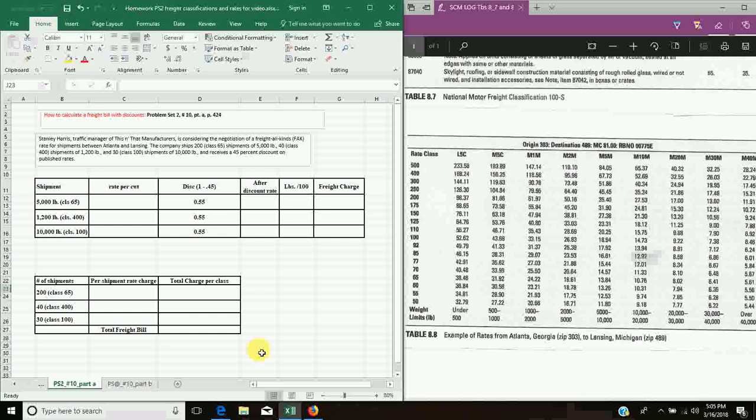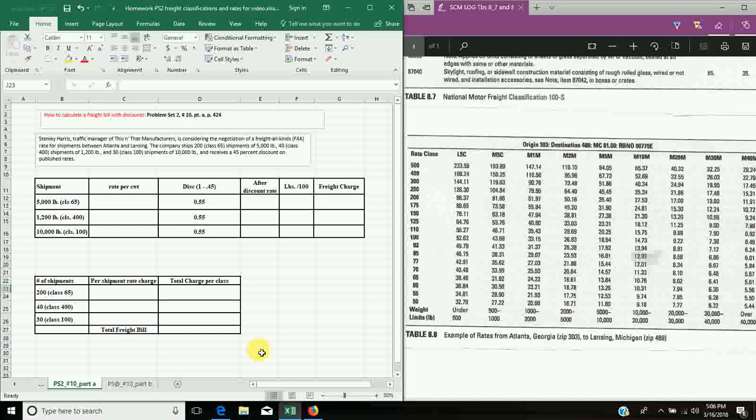As in part 1, we discussed and went through a sample problem from problem set 2 number 8 of the book, and now we're going to go back to the book and do problem set 2 number 10. In this particular problem, we're going to apply what we've learned in the first video, and of course what you've read in chapter 8 with regards to freight classifications and rates.